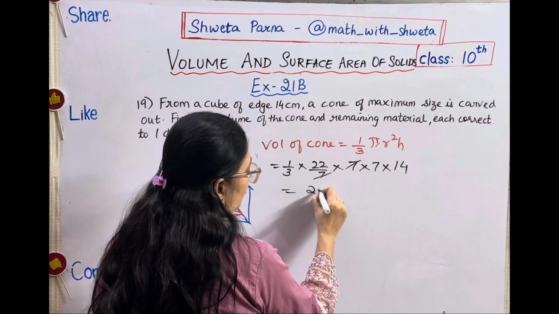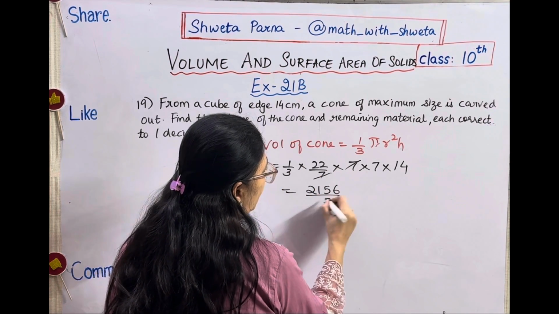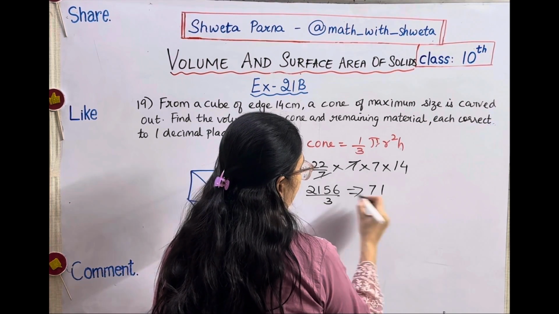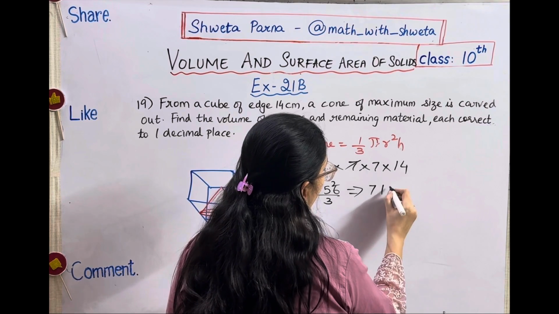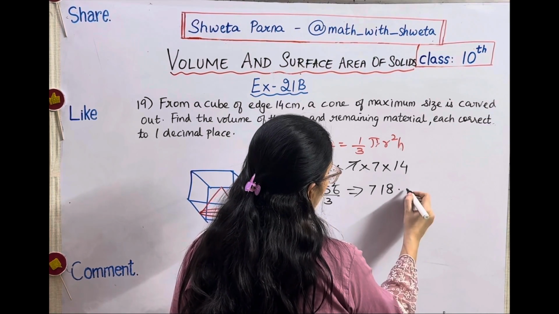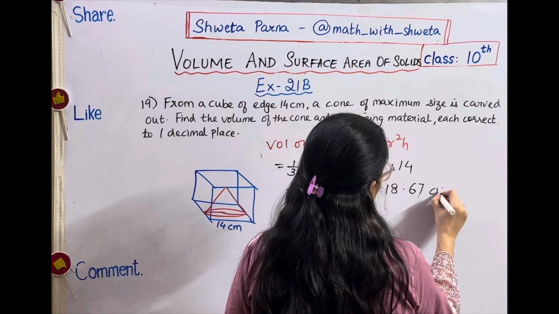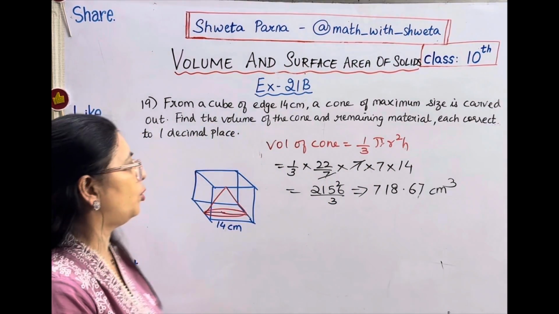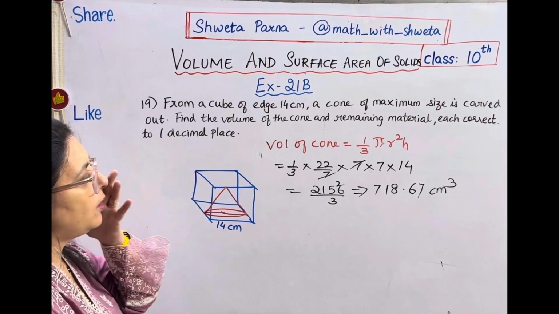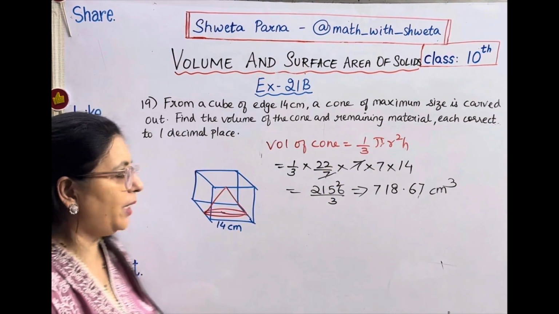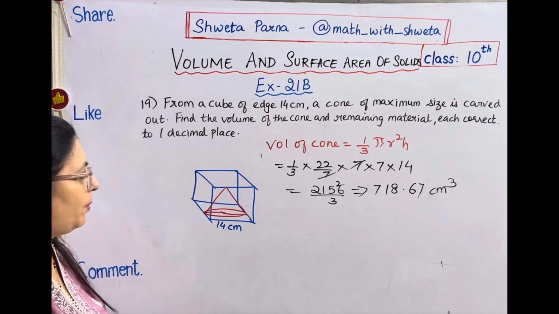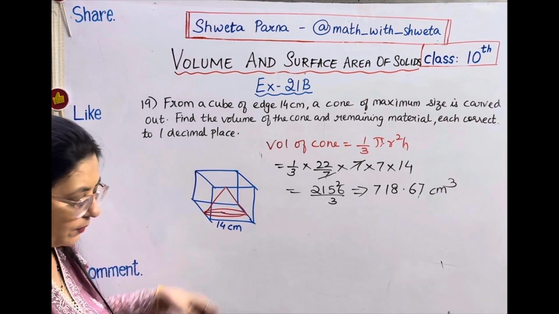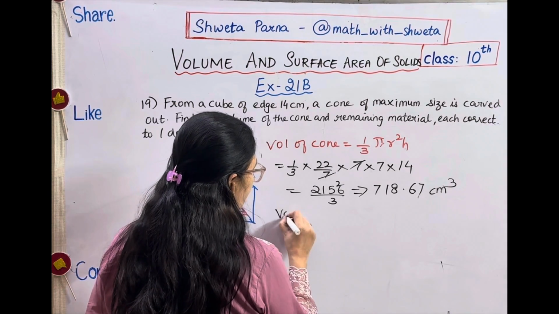So this is 2156 upon 3, which is equal to 718.67 centimeter cube. Now you got the volume of a cone. Now you have to find the volume of the remaining material. How will you find the volume of the remaining material? Volume of cube minus volume of cone. Correct? Come on, let's find the volume of cube.